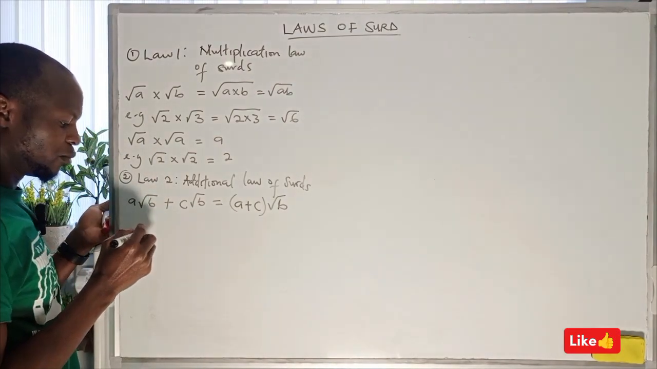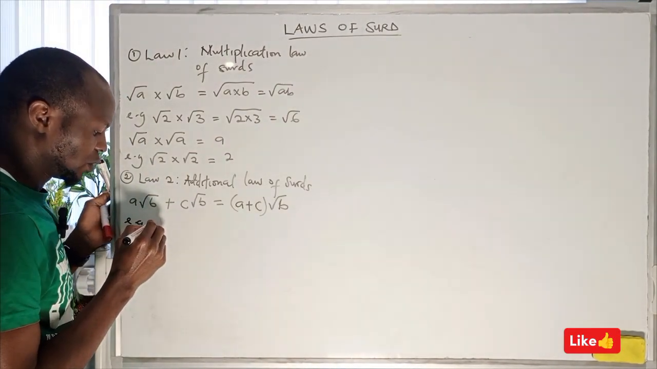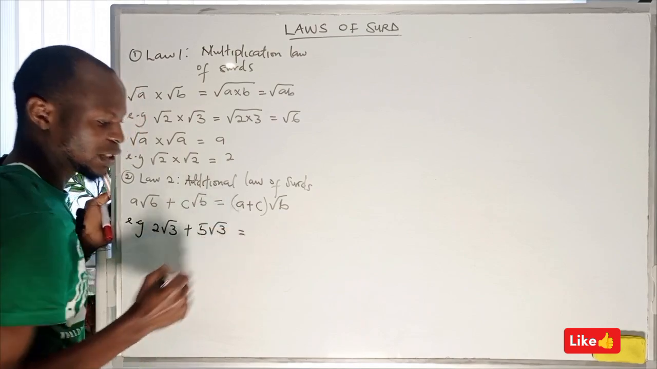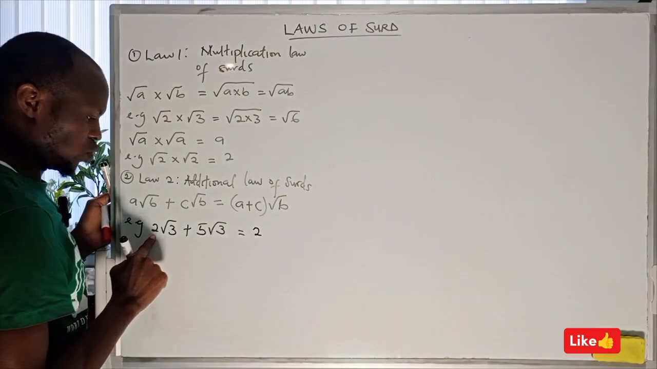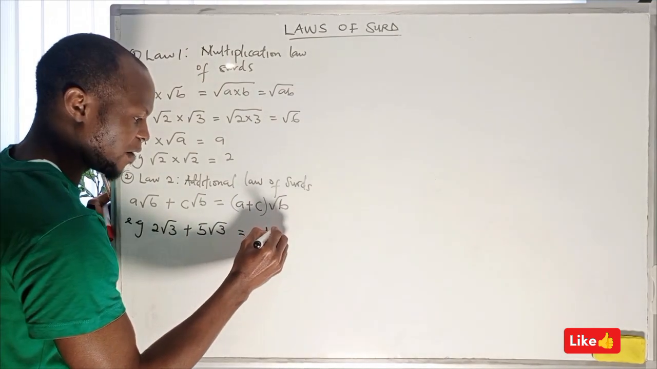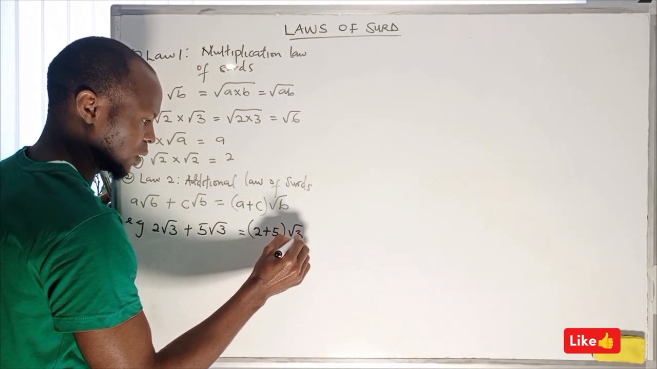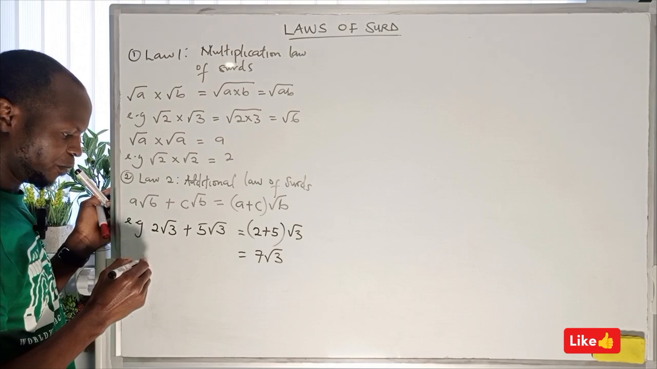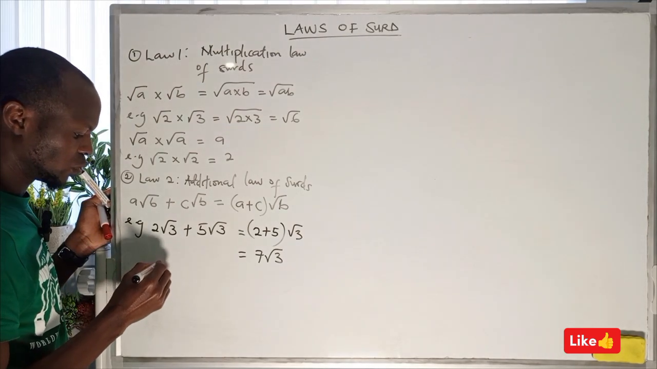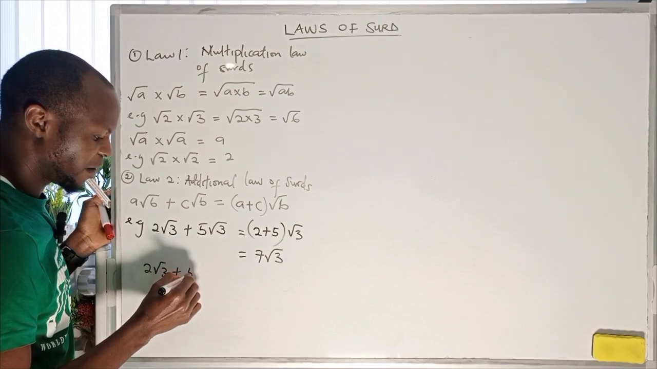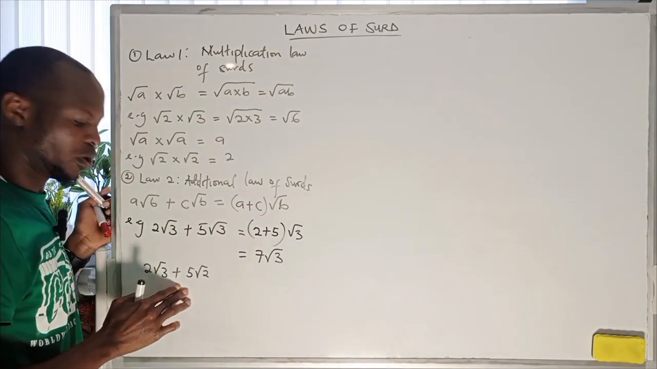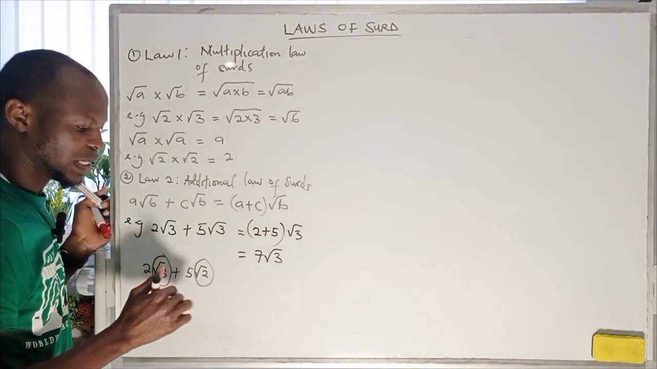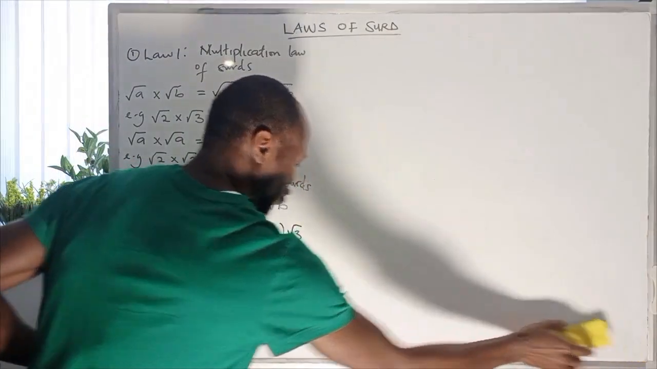Okay, now for example, when you have 2 surd 3 plus 5 surd 3, this is equivalent to 2, the coefficient, you add the coefficients together, 2 plus 5, surd 3, which is equivalent to 7 surd 3. For example, if you have to add 2 surd 3 plus 5 surd 2, you cannot add the surds. Why? Because they do not contain similar surds. You can only add surds if they contain the same surd.